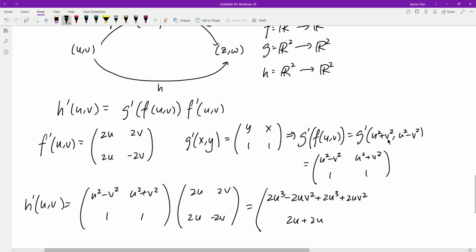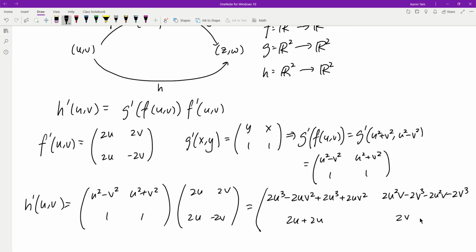Now I'm going to do u squared minus v squared, u squared plus v squared times 2v, negative 2v. So that would become 2u squared v minus 2v to the third, and then minus 2u squared v minus 2v to the third. And then here I would have 2v minus 2v.